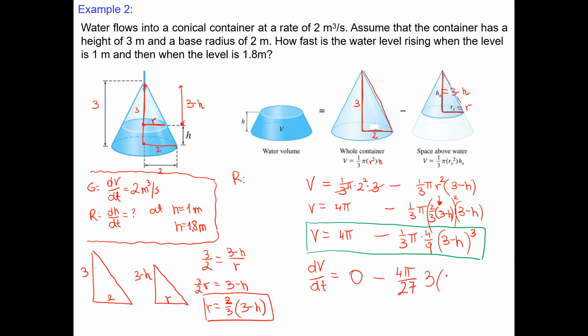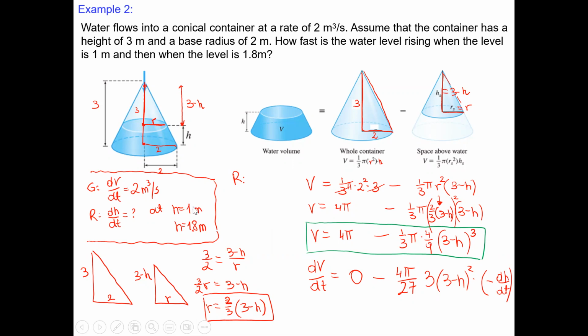It will be 3 times (3 minus h) squared times the derivative of the inner function. The derivative of 3 is 0, minus the derivative of h, which is dh/dt. Negative, of course.